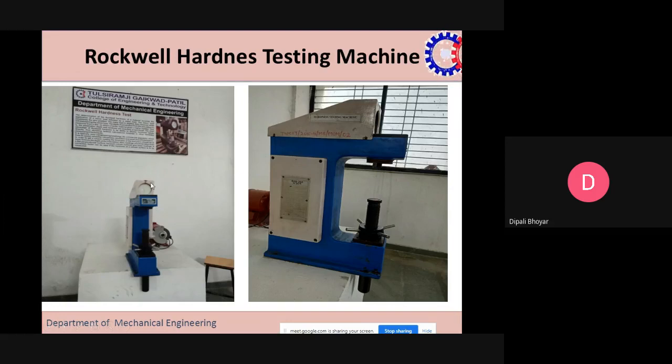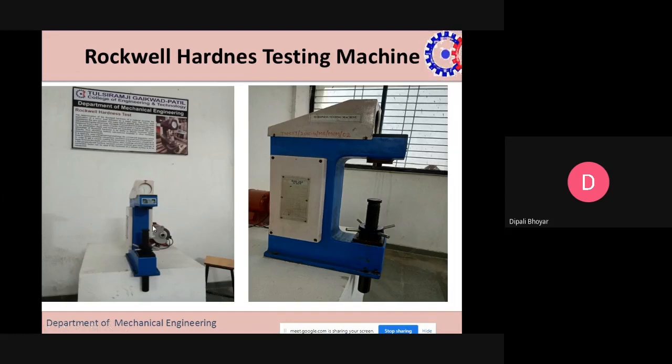This is the indicator which shows the Rockwell number with a particular B scale, and in that backside there is a loading arrangement. Nowadays a digital or electric system is used to apply the load. So with the help of manual or an electric system, we can apply the load on the side of this arrangement.